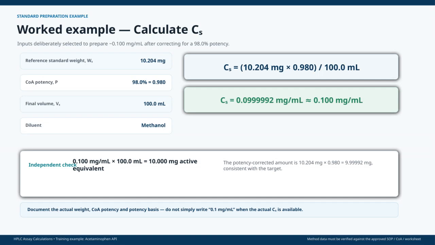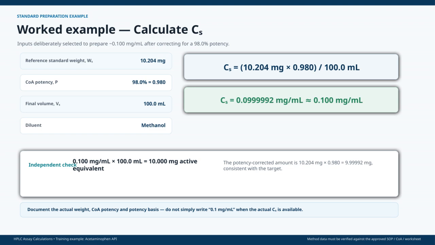Here, we're working through an HPLC assay calculation using acetaminophen as our training example. It's important to start by verifying all method data against the approved SOP, Certificate of Analysis, or worksheet to ensure accuracy. In this standard preparation example, we aim to prepare a solution with a concentration around 0.100 milligrams per milliliter, taking into account a potency correction of 98%. The reference standard weight used is 10.204 milligrams, and when adjusted for the 98% potency, this accurately reflects the amount of active ingredient. We dilute this in 100 milliliters of methanol as the solvent.